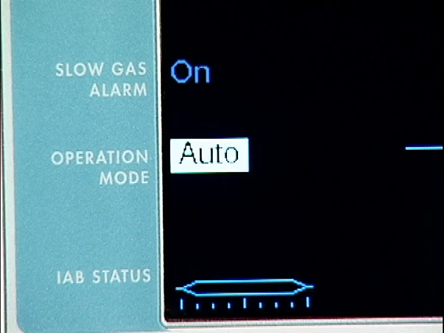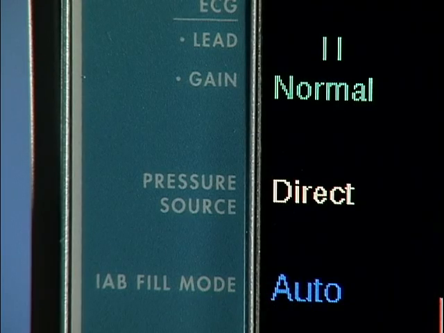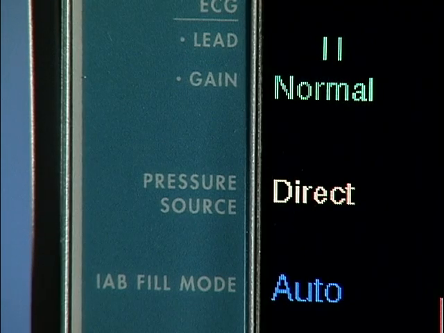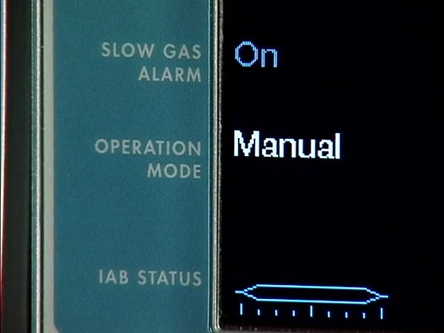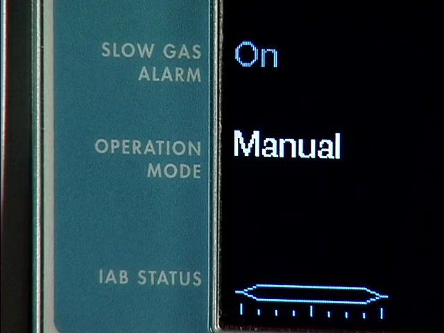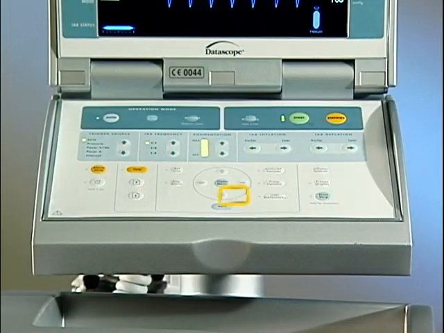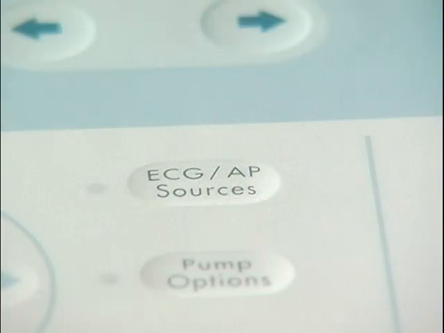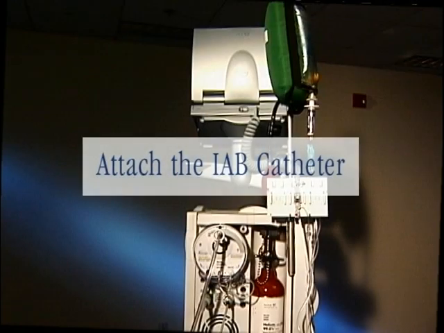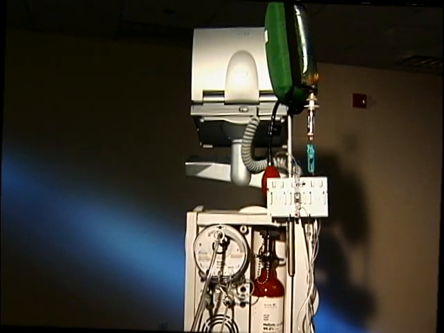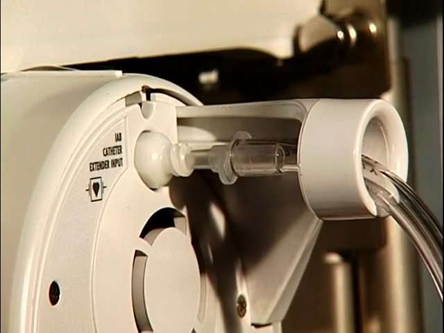In the auto operation mode, the pump will select the best pressure based upon available sources, transducer or external. In the semi-auto or manual operation modes, the pressure source of transducer or external monitor is selected by accessing the ECG AP sources key. Attach the IABP catheter and the appropriate extender to the safety disc.